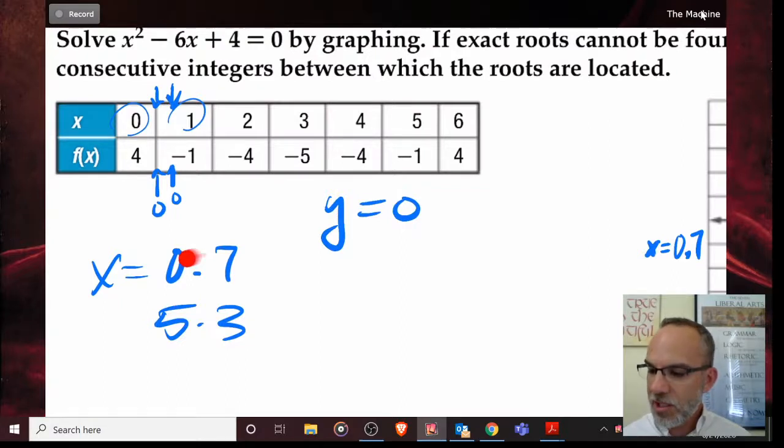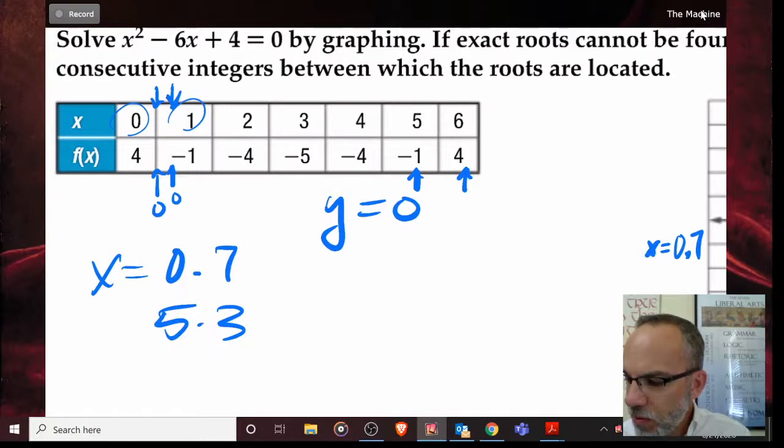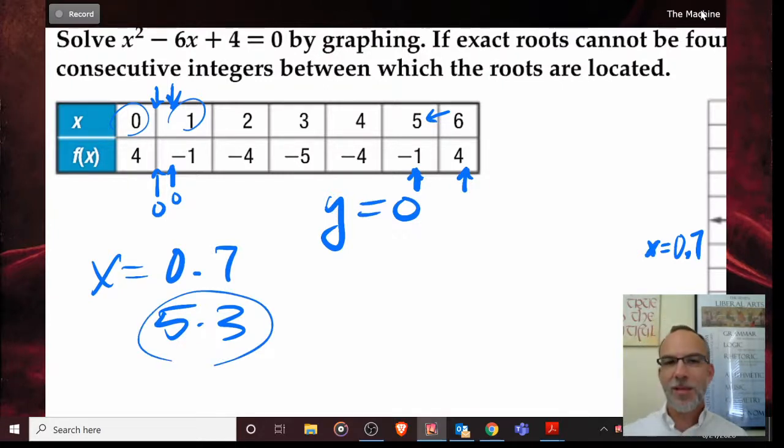But where does it change sign again? Here's a negative, still negative, still negative, still negative, still negative. Now it's positive. Oh, it switched signs again. So it must have crossed 0 again in order to switch signs. Where is it closer to 0, negative 1 or positive 4? I would say it's closer to 0 at negative 1. So your 0 is going to be closer to 5. Something close to 5. Maybe 5.3. Maybe it's 5.2. Okay, but this is all an estimation.